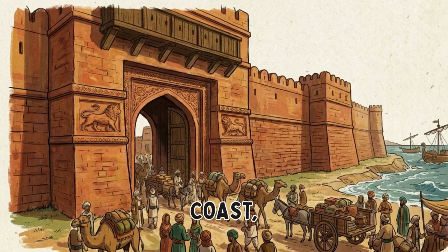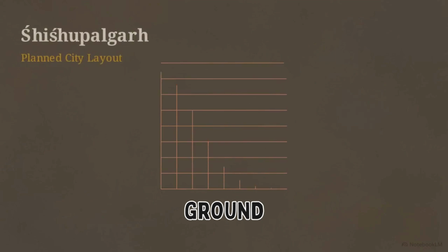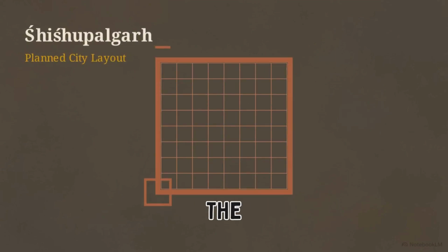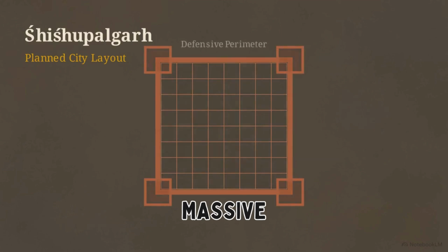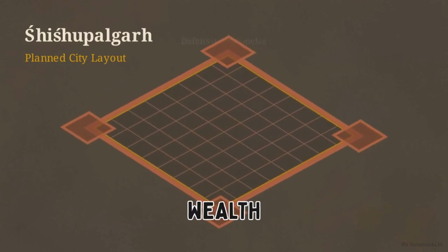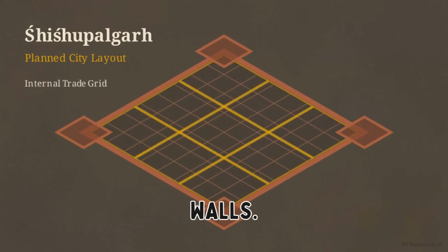On the eastern coast, the capital of the Kalinga region, a city called Shishupalgarh, emerged as a primary hub for this trade. Aerial views of the site reveal a rigid, exact square ground plan, indicating the city was engineered for high-volume activity from the very first brick. Massive fortifications ring the perimeter of that square, built to protect the wealth accumulating inside the city's walls.